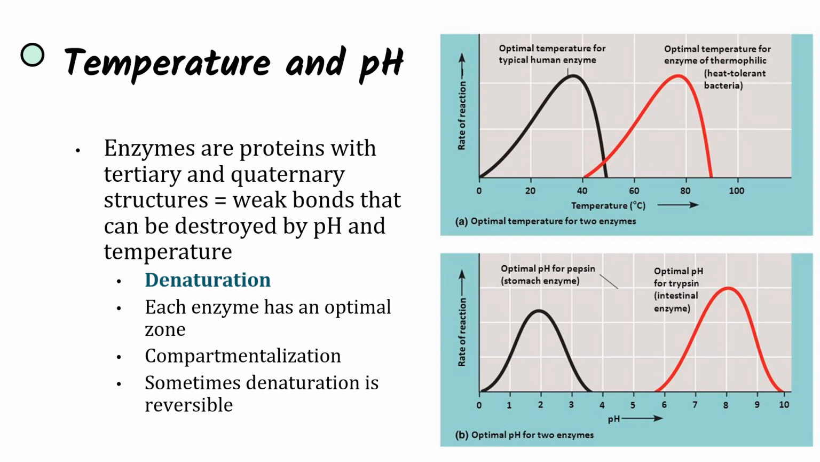Now, each enzyme has an optimal zone for both temperature and pH. If we look here, there's an optimal temperature for two enzymes: an optimal temperature for a typical human enzyme, and an optimal temperature for heat-tolerant bacteria. Because the bacteria is heat-tolerant, the enzymes within it are able to work at a higher temperature, and that is their optimal range, as you can see, compared to the human enzyme.